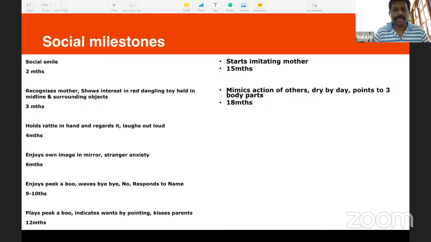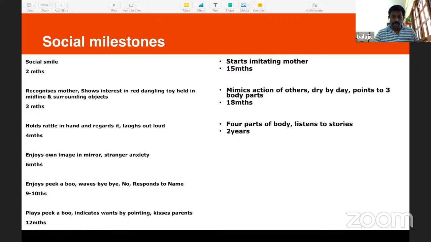And they mimic the actions of others by 18 months. They will be dry by day by 18 months. They start pointing to 4 parts of the body by 2 years, and they start listening to stories by 2 years. So dry by day by 1.5 years, and usually dry by night by 3 years.